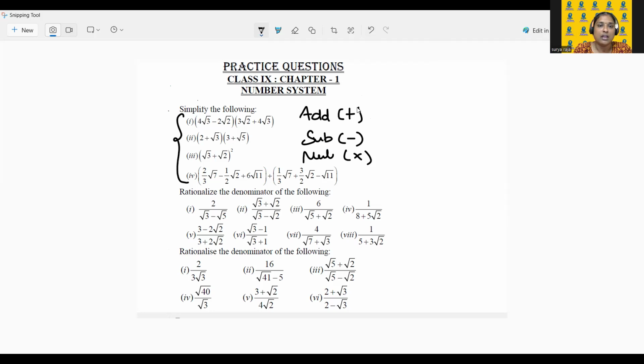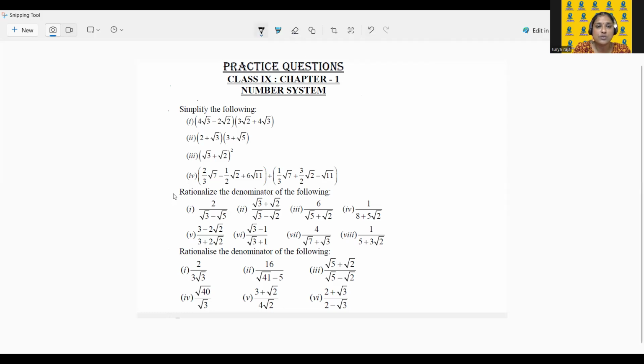Okay, let me take you to the most important thing in real numbers, how to rationalize the denominator. I have shown you a simple example before. Let me take you deeply into sums. How do we practice sums using that same concept? Now, we are going to start rationalizing the denominator one by one.